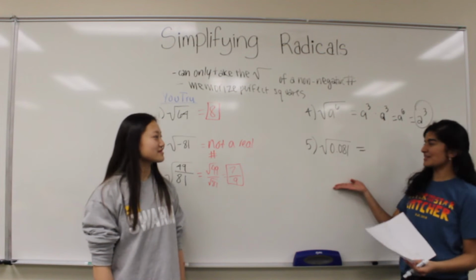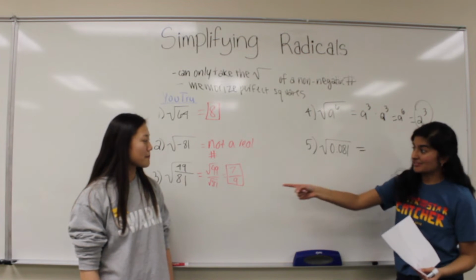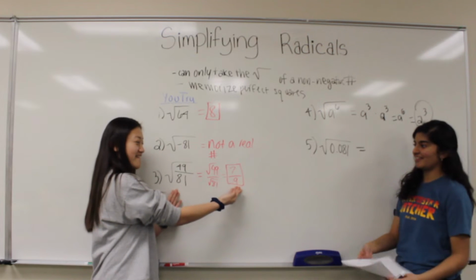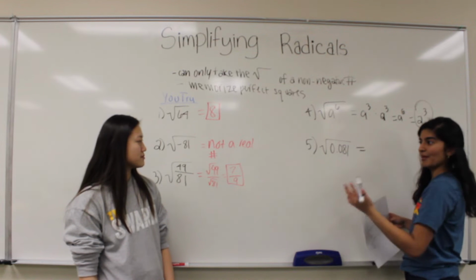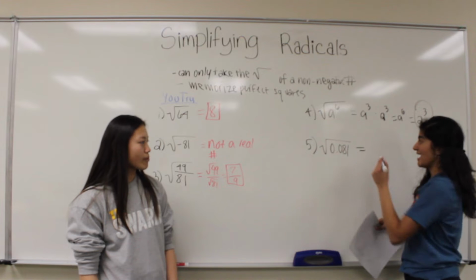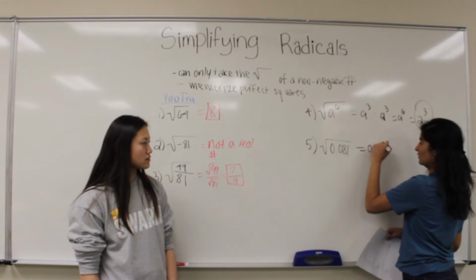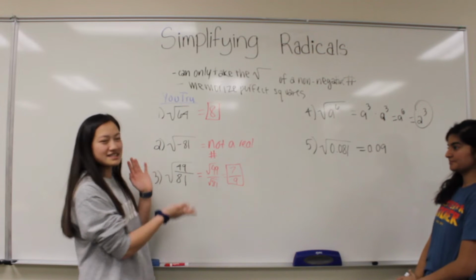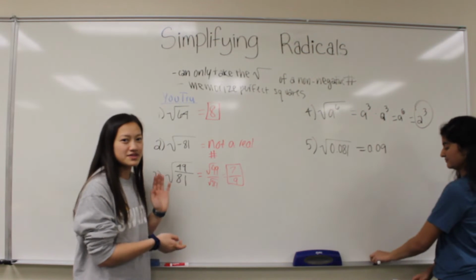Here we go. In this one, we have 81, and looking at number 3, we can see that 81 is a perfect square. Because it's a decimal, we have to think about what multiplies times itself to get 0.081. The answer is going to be 0.09. So here you have it. This is just basic simplifying radicals. We're going to go on to simplifying cube roots now.